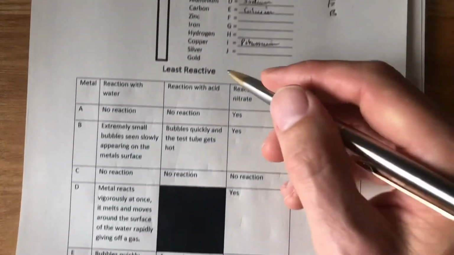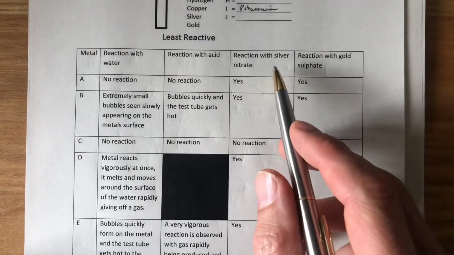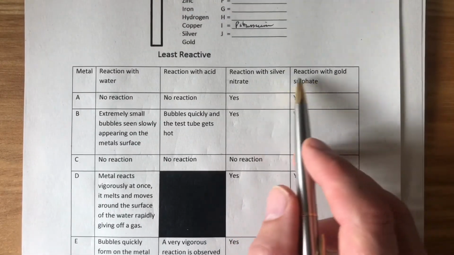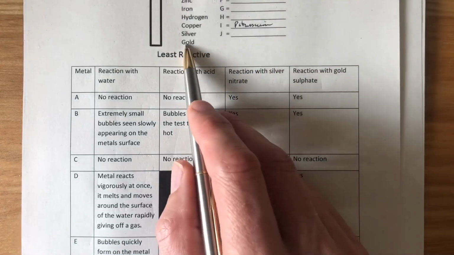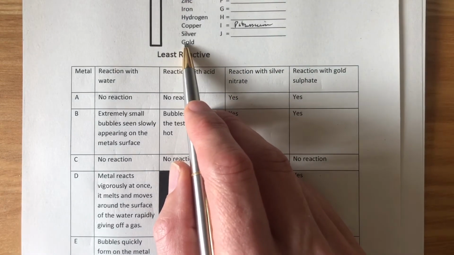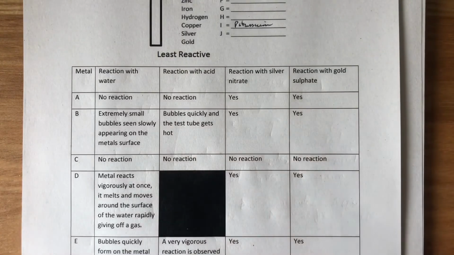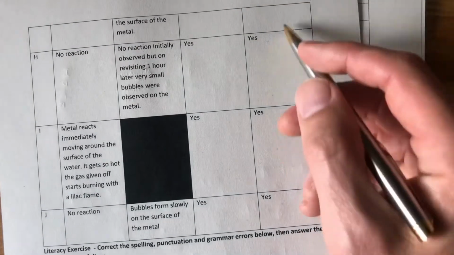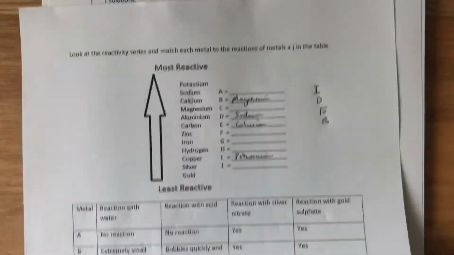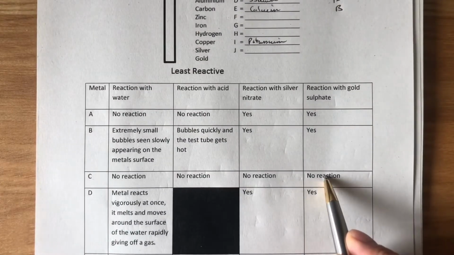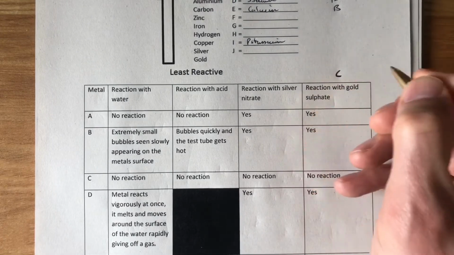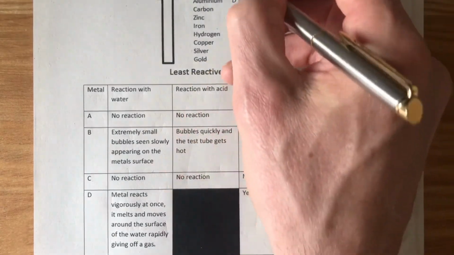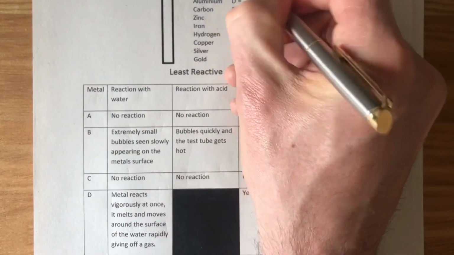Now we could start at the bottom as well, I suppose. We could start at the bottom by looking at these displacement reactions. Okay, reaction with gold sulfate. Well, gold is right at the very bottom, so we'd expect everything to react with gold sulfate, apart from the very least reactive on the entire system. So there's no reaction with gold sulfate, C. So C is going to be right at the very bottom of the reactivity series. Right at the very bottom is gold, so that one's going to be gold.